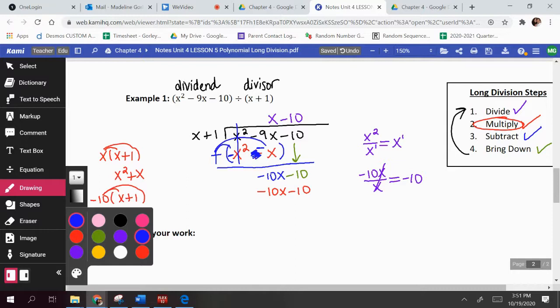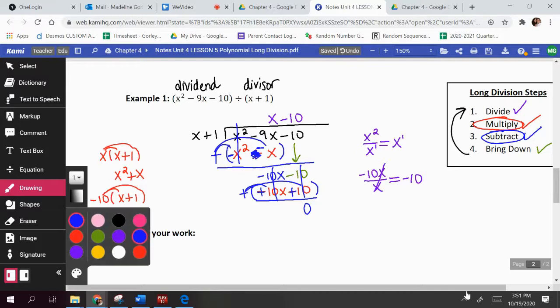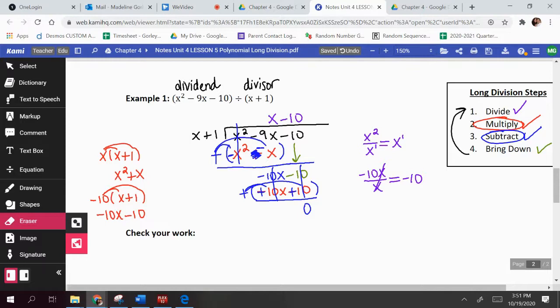Divide, multiply, subtract. Right, we're on subtract. When I draw the line, what do I have to do? Well, right now I'm subtracting the whole quantity. So as I distribute the negative through, I have to change all the signs. So this is going to become negative 10x plus 10x. So that goes away. We have negative 10 plus 10. That's going to go away. So it leaves me with 0. Divide, multiply, and subtract. Bring it on down. See how there's nothing left to bring down? And our remainder is 0.